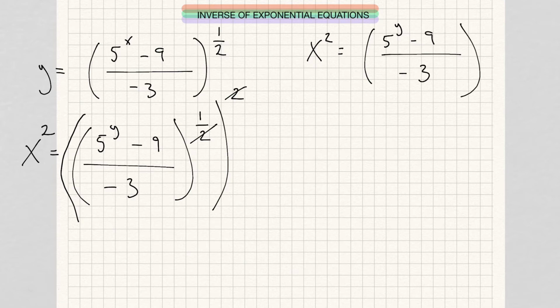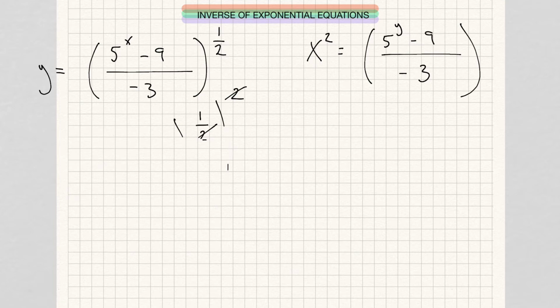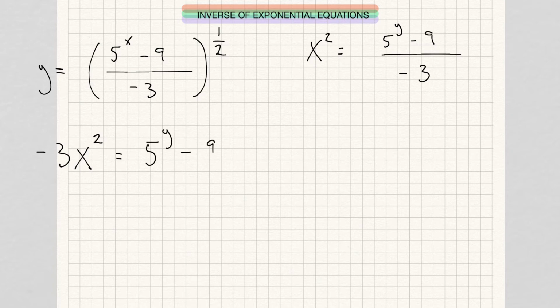All right, erasing some of this work here. Now we need to solve for y. What we could do is take down the parentheses at this point. Solving for y, let's multiply both sides by negative 3. So we have negative 3x squared equals 5 raised to the y minus 9. Now adding 9 to both sides, we have negative 3x squared plus 9 equals 5 raised to the y power.